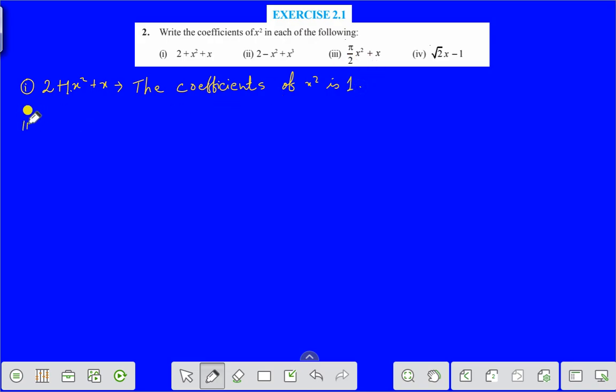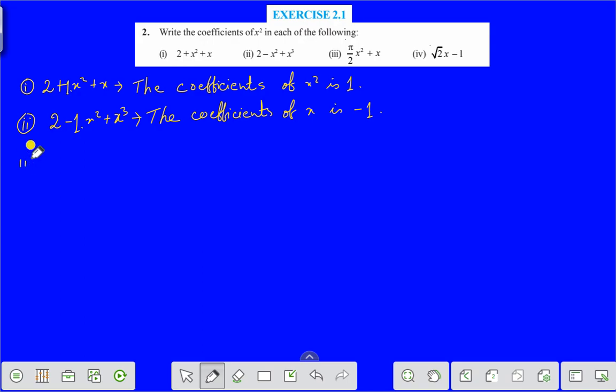Number 2 is 2 minus x square plus x cube. Here you see the coefficient of x square is multiplied with minus 1. Therefore the coefficient of x square is minus 1.